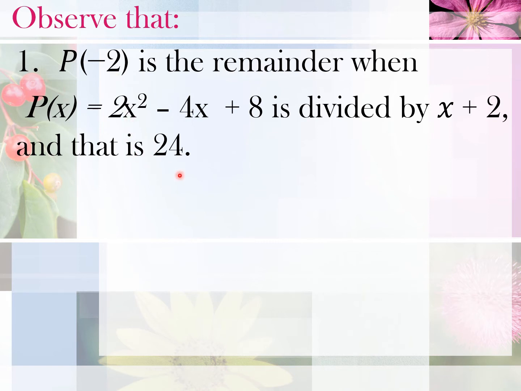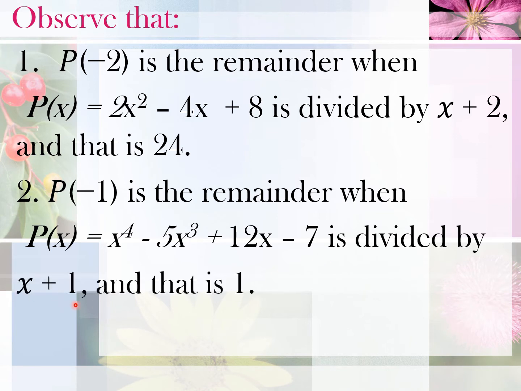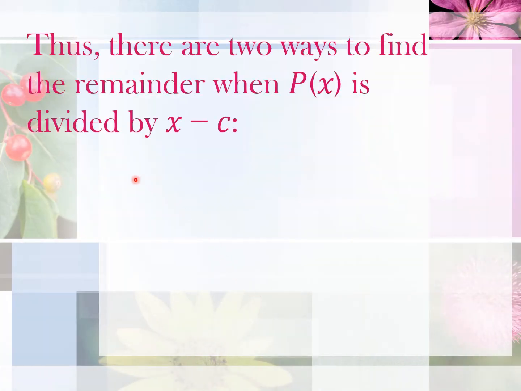So, that is 24. Yung pangalawa naman, nung nag-divide tayo ng x raised to 4 minus 5x cubed plus 12x minus 7 sa x plus 1, ang naging remainder ay 1. Yun din yung naging sagot nung nag-solve tayo ng p of negative 1 using this same function. Dito na papasok ang ating tinatawag na remainder theorem.